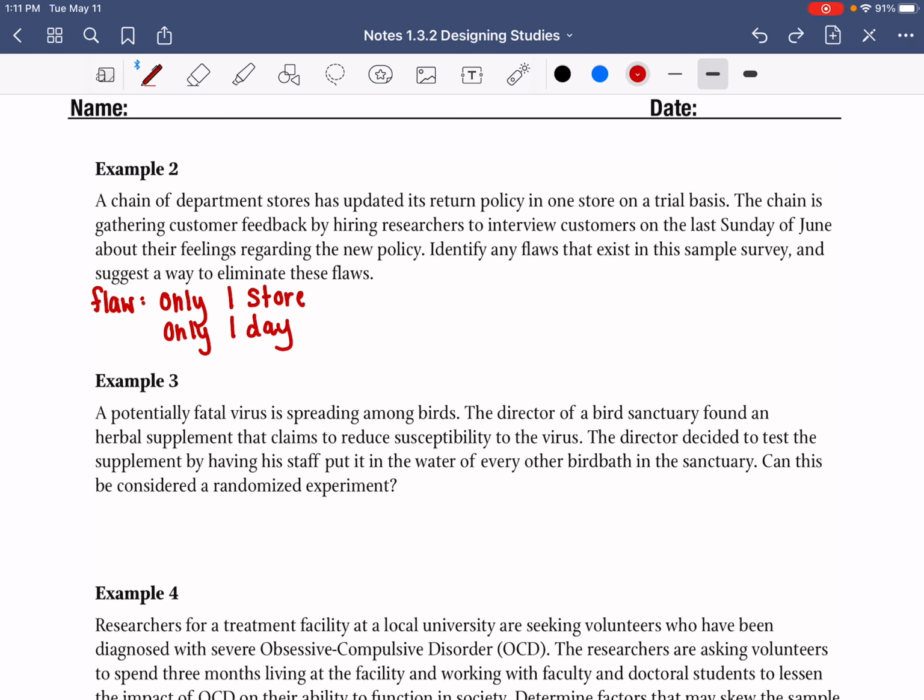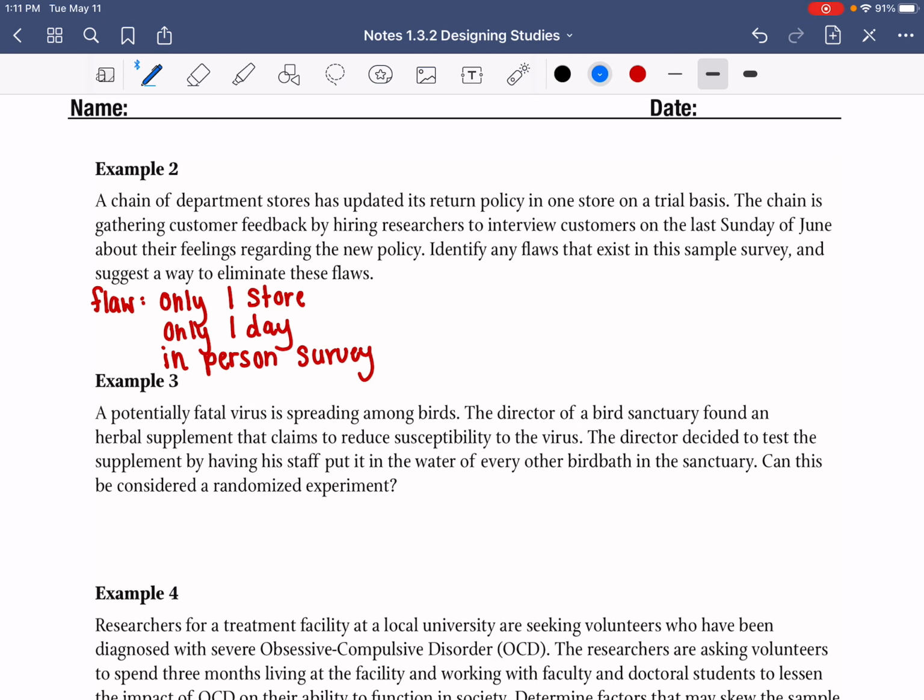On Sundays, maybe some people who go to church or something aren't going to be there. And then another thing is that they hired researchers to interview customers. This was an in-person survey. A lot of times, when I'm at the store, somebody's like, oh, can I ask you some questions? I'm like, no, because you don't want to talk to someone.